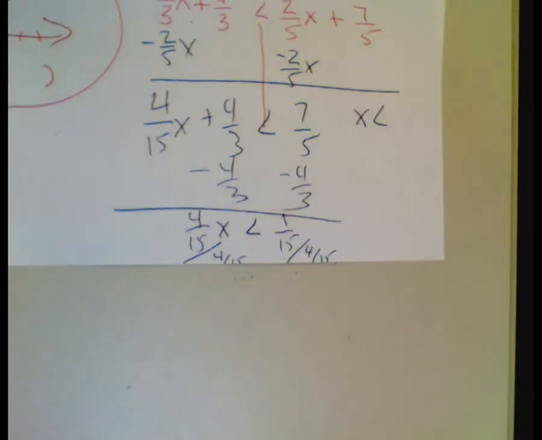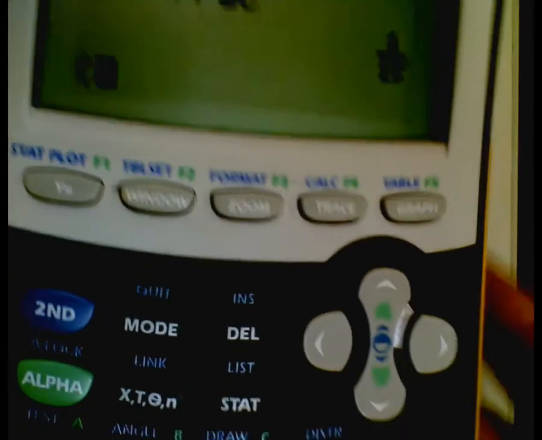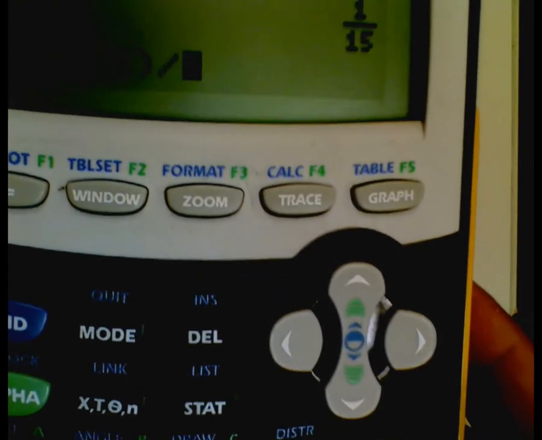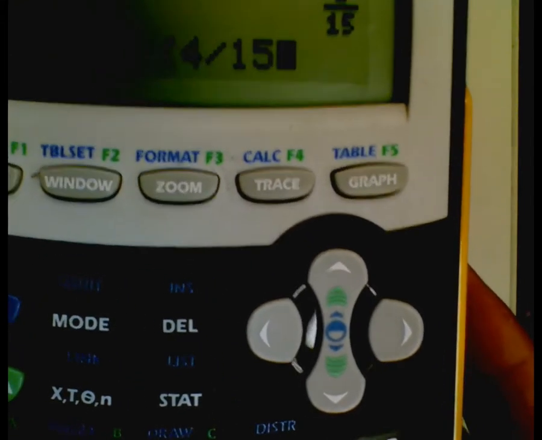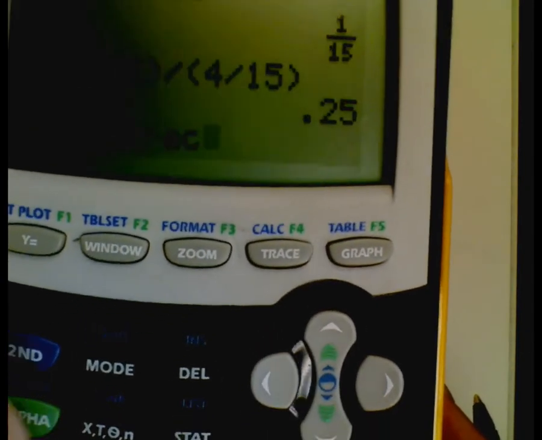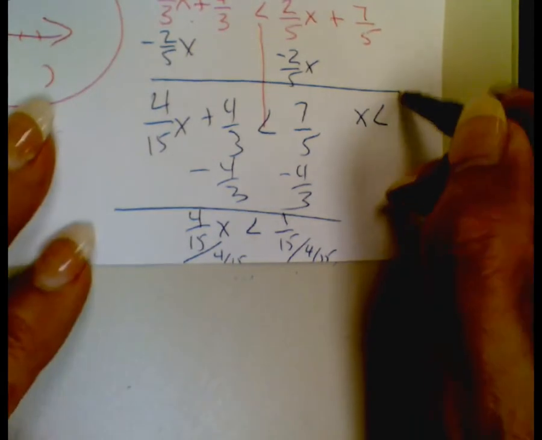So x is less than. Now you have 1/15 divided by 4/15. Notice that. See how I put parentheses around my fractions? And your answer is 0.25, but you go math, enter, enter, is 1/4. So x is less than 1/4.